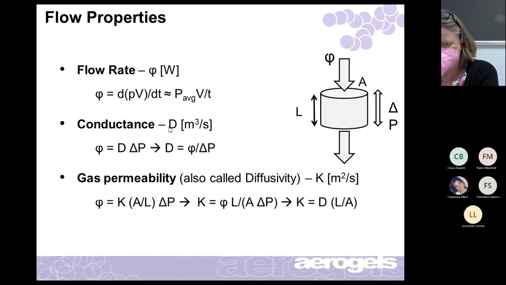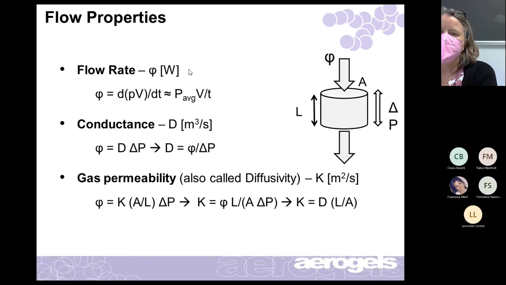And then the other thing we can get is the gas permeability, and this thing is in meters cubed per second. Gas permeability, or people also call it the diffusivity, how the gas diffuses into the material. I'm going to use capital K. This is not thermal conductivity, this is diffusivity. It's just the conductance times the length divided by the area. And it's independent of size, so it's meters squared per second. So these are some of the properties that people measure when looking at flow through aerogels. How do you get flow through aerogels?